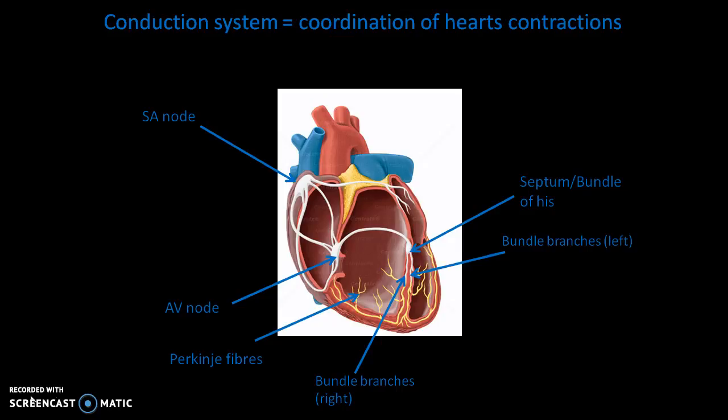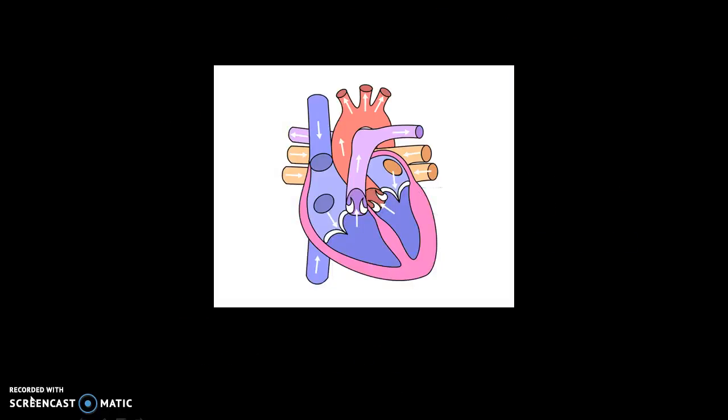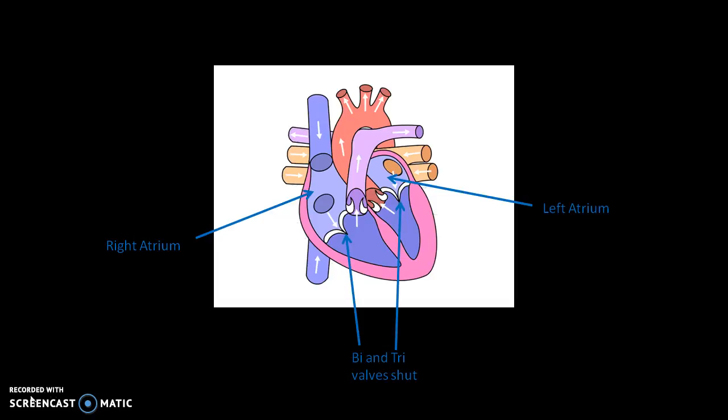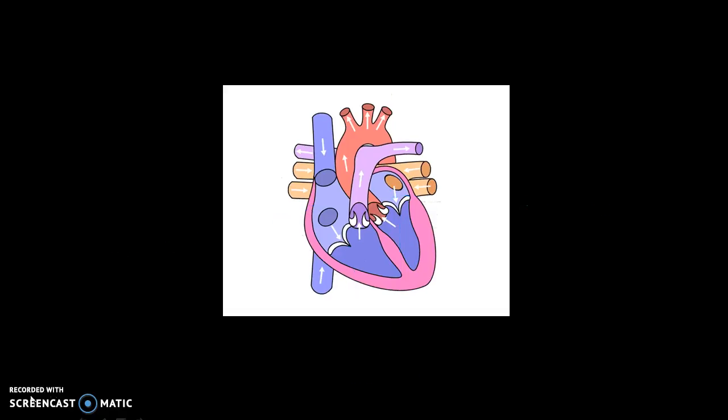As I said earlier, the conduction system does not play a role during diastole. The left and right atriums of the heart passively fill with blood. This is known as atrial diastole, and the blood flows in via the vena cava and the pulmonary vein. At this point, the bicuspid and tricuspid valves are shut.